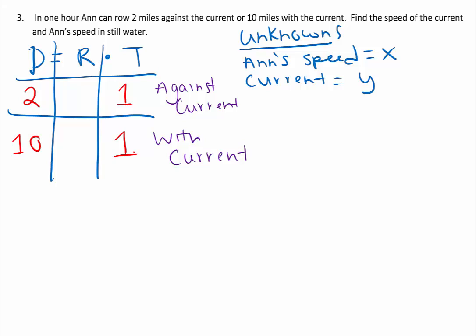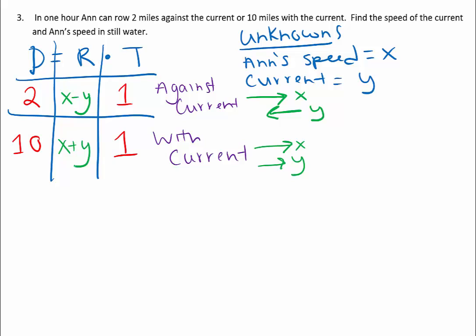2 miles, that's a distance against. 10 miles, distance with. The time that this is happening in is 1 hour, in 1 hour. The things that I don't know are the rates. When Anne is going against the current, the water is moving in the opposite direction as her. It's slowing her down. The net result is her speed will be whatever she paddles minus the water. Minus because the water is slowing her down.